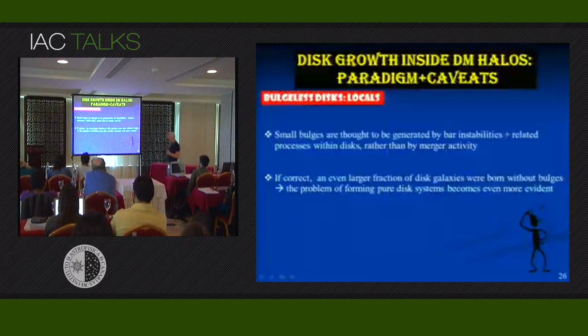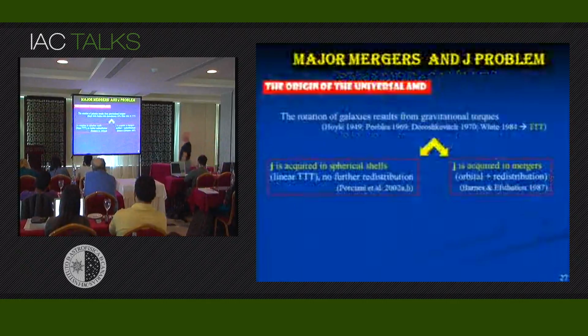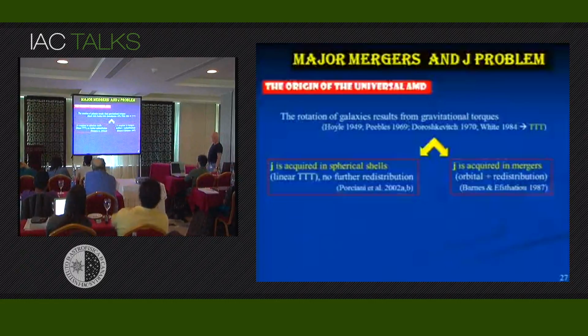I just summarized the current paradigm, and that is small bulges are maybe results of the internal secular evolution of galaxies and related to disk properties without merger activity. But if this is true, then too many galaxies are observed without bulges. And need a main revision of merger rates, maybe.